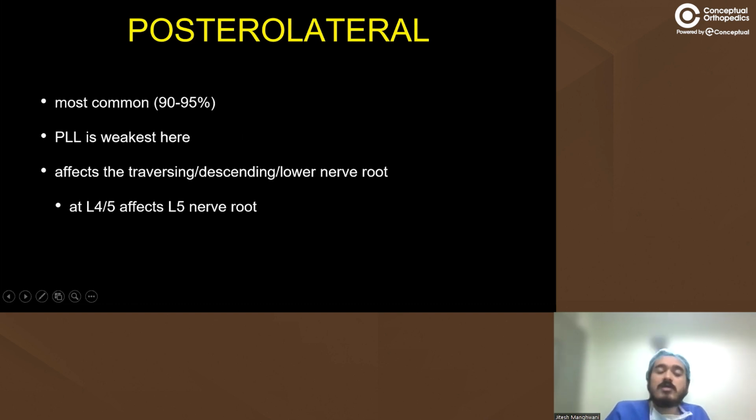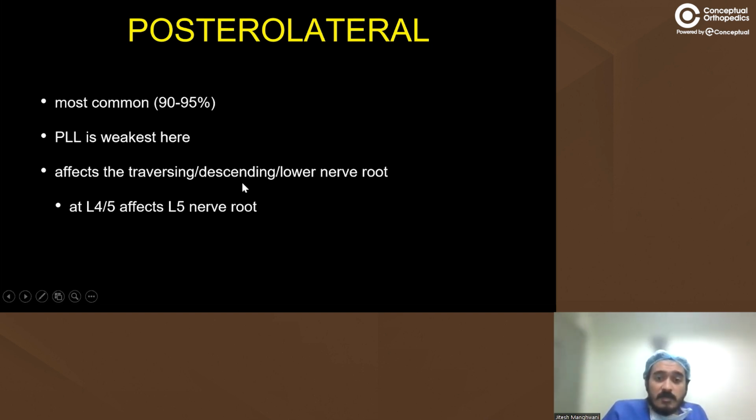Posterolateral type of disc herniation is the most common type of disc herniation. It is as common as 90 to 95% of the cases. The posterior longitudinal ligament is the weakest over here. As we discussed in the last session, this is the area where the ligaments are the weakest, and that is the reason why it is the area commonly given away by the slip disc.